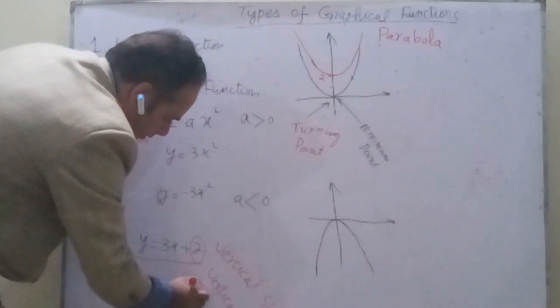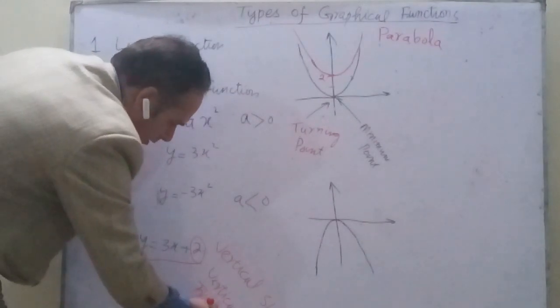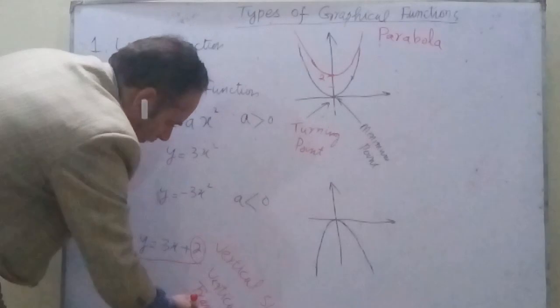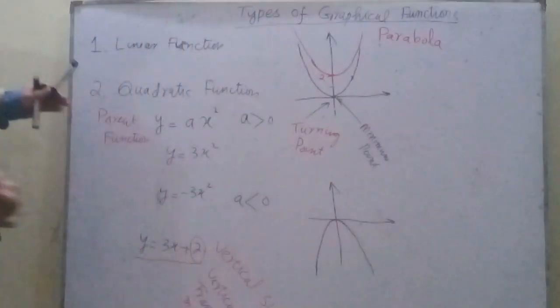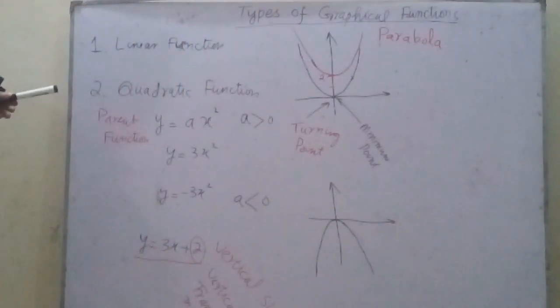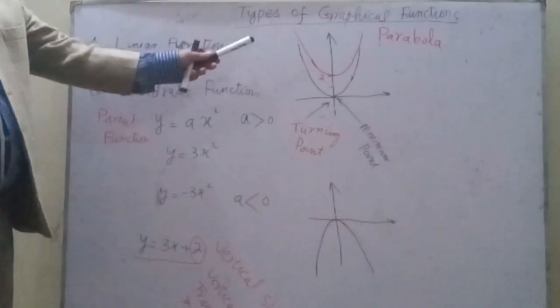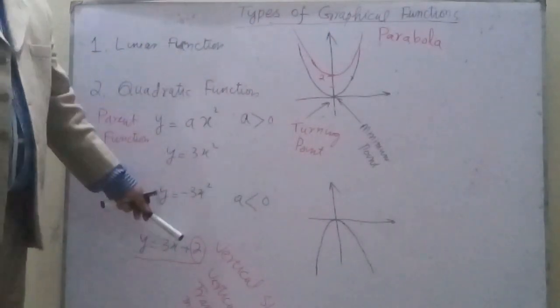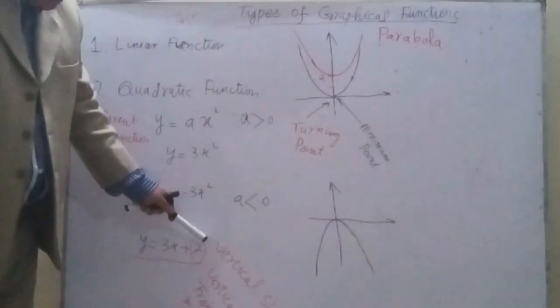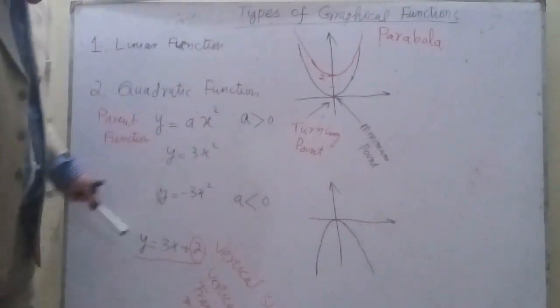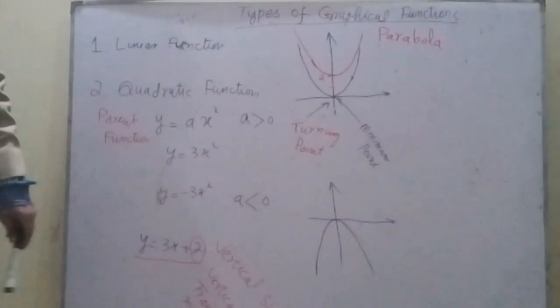Or you can say that it is a vertical transformation. So this is how we can plot a quadratic function. First we draw a parent function, then look at the y-intercept, which is also called the vertical shift, and then we plot the actual graph of the equation.